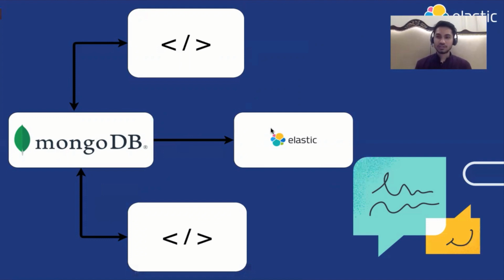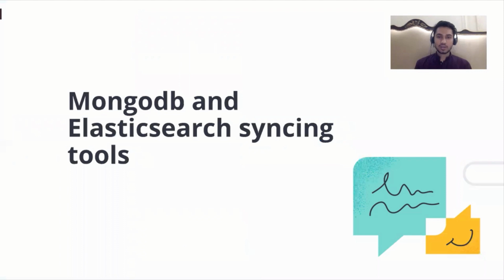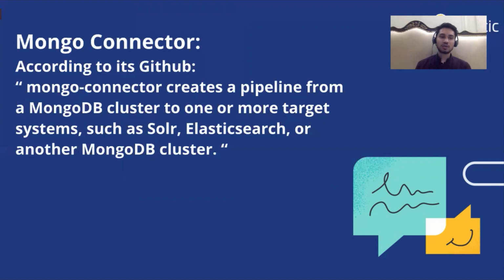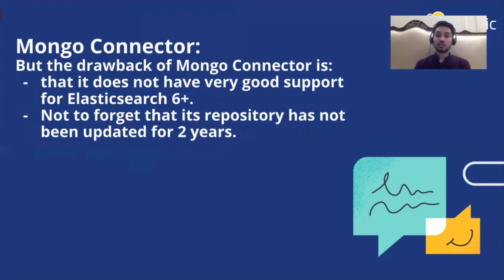So we are going to discuss the solution later in the talk, but let's move towards what tools we have for syncing of Elasticsearch and MongoDB. Let's start with Mongo Connector. Mongo Connector creates a pipeline from MongoDB to Elasticsearch, but it has its own cons. Mongo Connector does not provide a good support for Elasticsearch 6 and onwards. And not to forget that its repository has not been updated in 2 years.